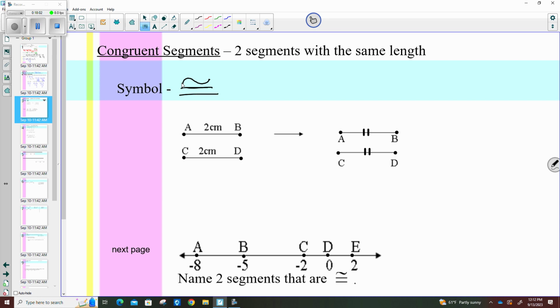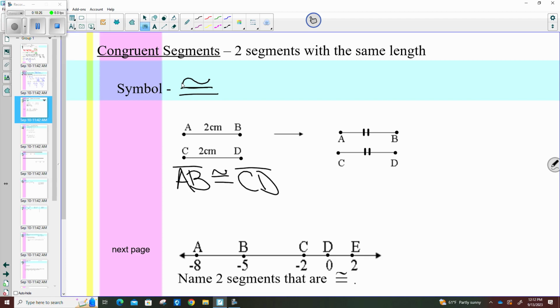And we can see that congruency in a couple different ways. It might actually be listed on the picture and just shows AB is 2 centimeters, CD is 2 centimeters. This is how we'd write it out. We'd say segment AB is congruent to segment CD. You got the segment bars over the top. Can lines be congruent?